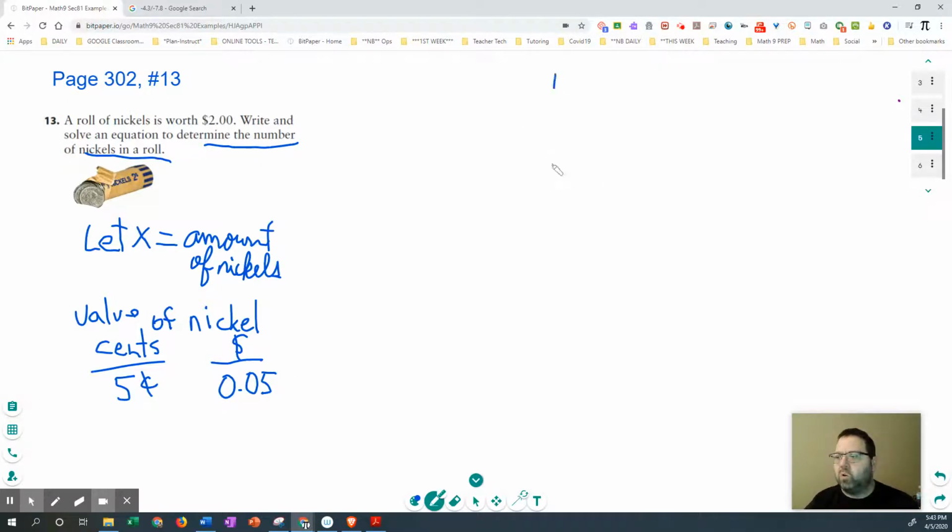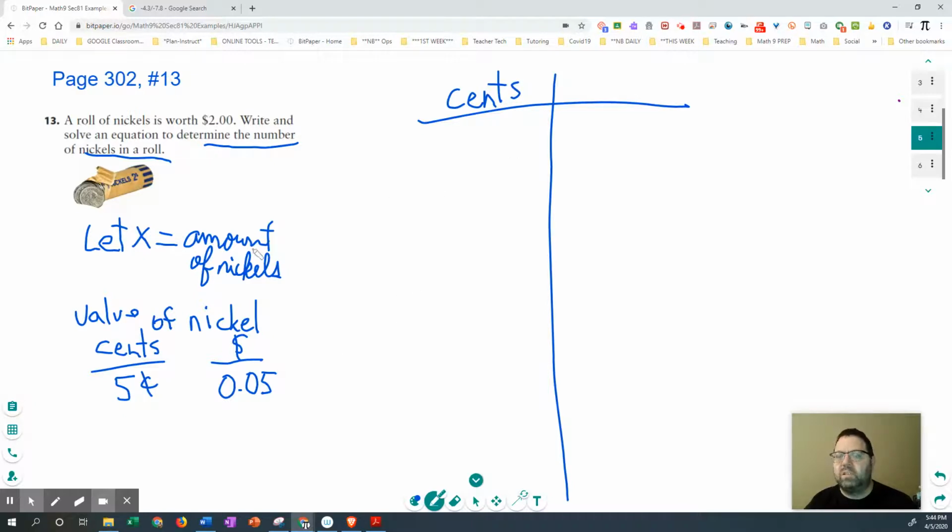So I'll just show you. It's really the same thing, guys. I'm just trying to show you, because some people don't want to deal with decimals. Okay, let's do the cents one first. Okay, so we don't know the amount of nickels, but I do know that each nickel is worth 5 cents.